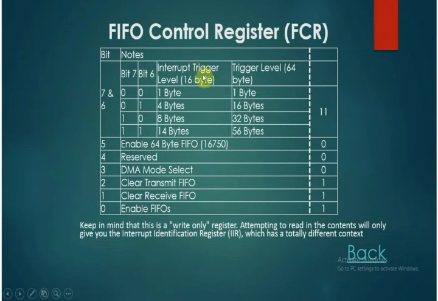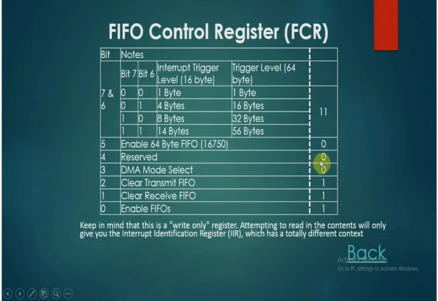Our buffer size is 16 bytes, so we can set the limit at 14 bytes to be safe, so make it equal to 11. Now this 64 byte FIFO is available only in very selected ICs. We have 14 byte FIFO, so make this bit equal to 0.